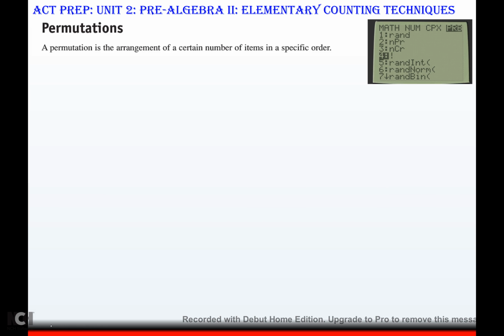Okay? A permutation is the arrangement of a certain number of items in a specific order. And when you do these, you're always going to use either permutation or combination. When order matters, then you have to use permutation. When the order doesn't matter, you use combination.